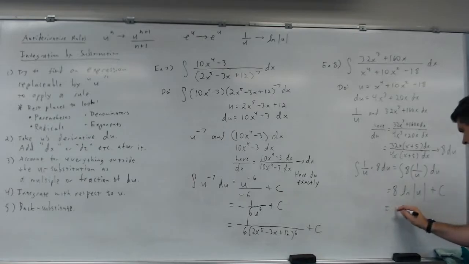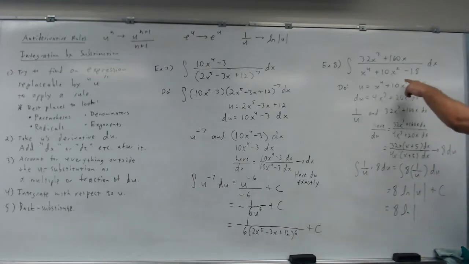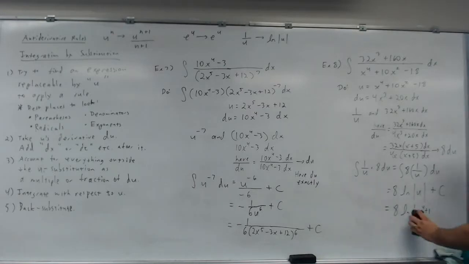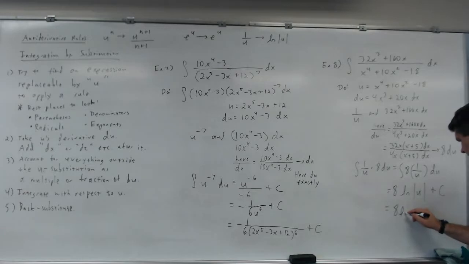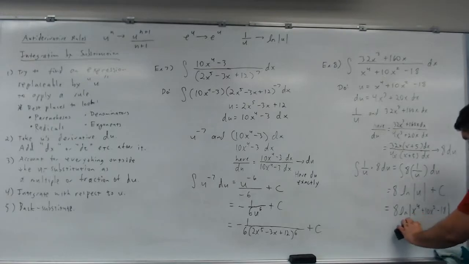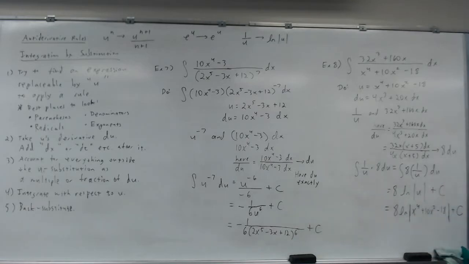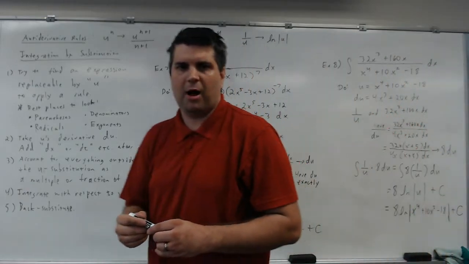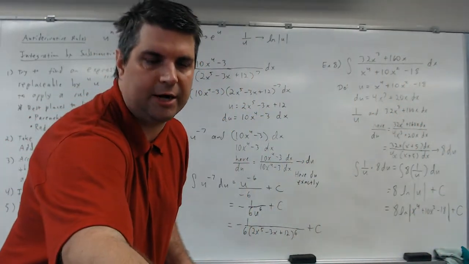And now I will back substitute. 8 times the natural log of u, x to the 4th plus 10x squared. I'm going to need to write this more compactly. 8 times the natural log of x to the 4th plus 10x squared minus 18, absolute value braces, plus the c. Okay? I'm going to pause here and set up another example.